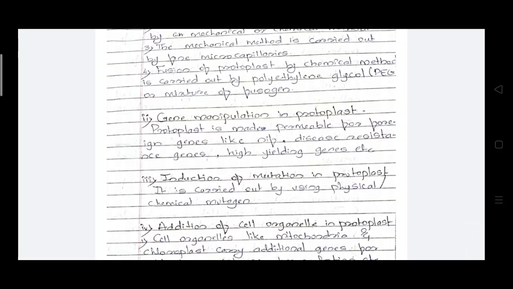Then the second is gene manipulation in protoplast. The protoplast is permeable to foreign genes, like disease resistance genes, that we can easily manipulate or enter into this protoplast, and then we can inoculate it on the medium.